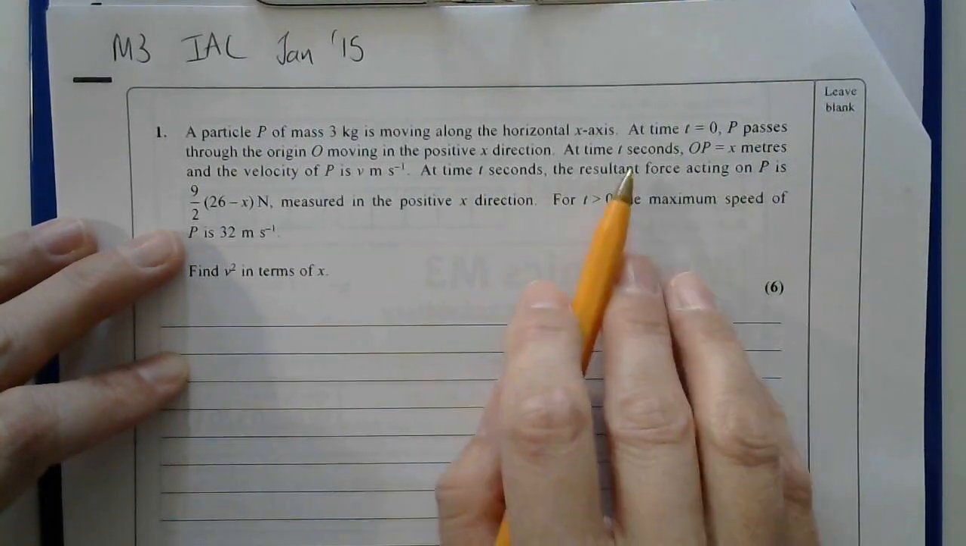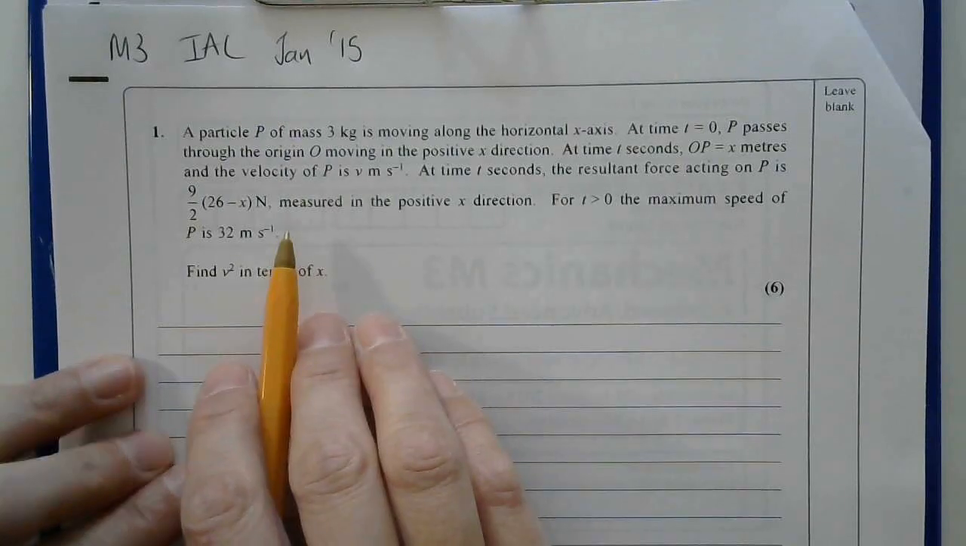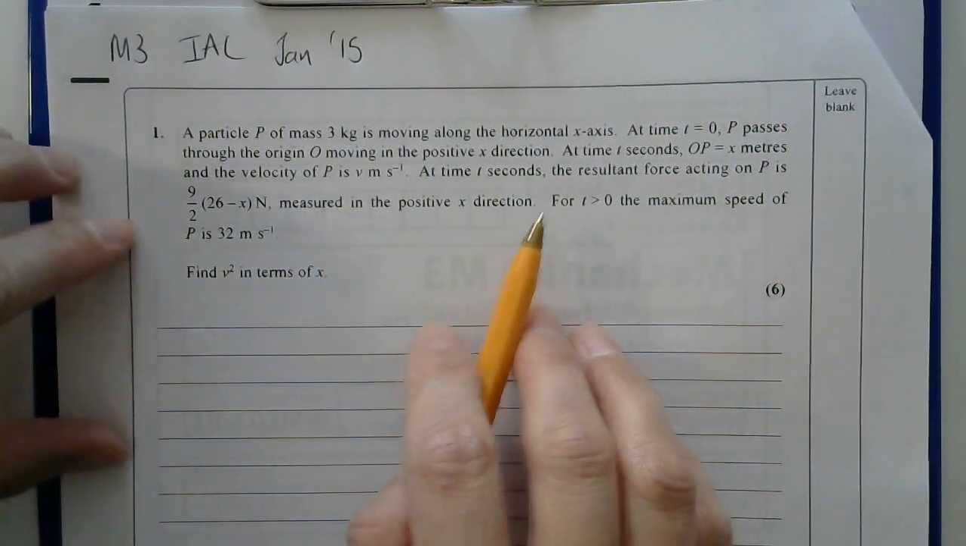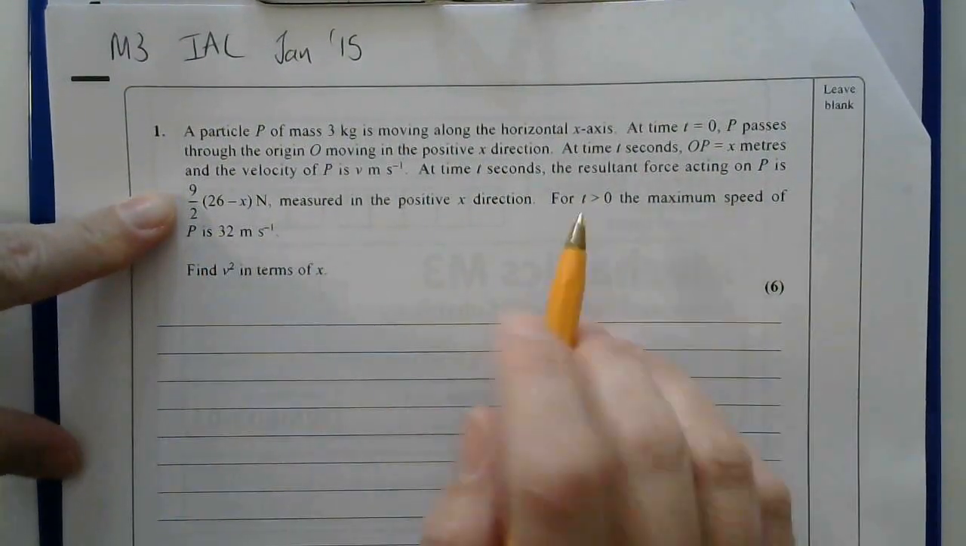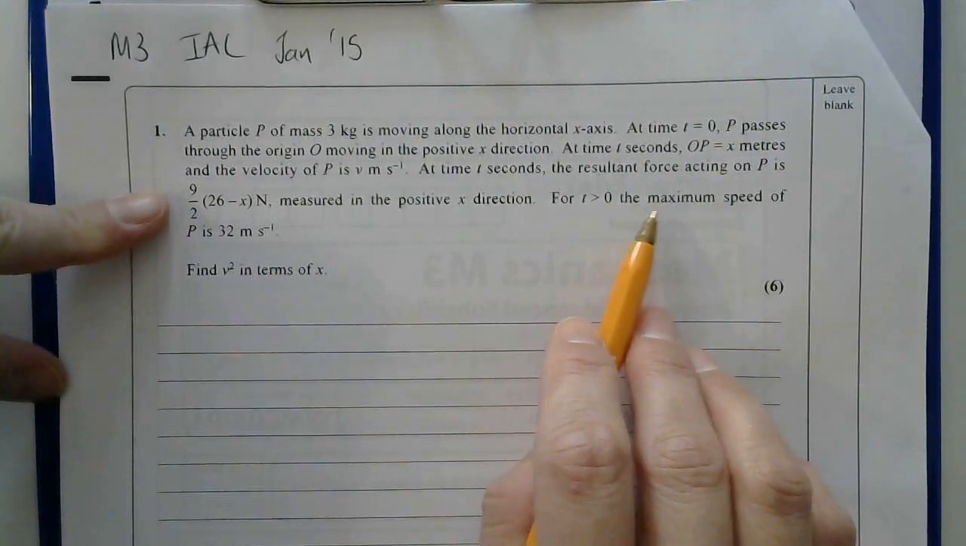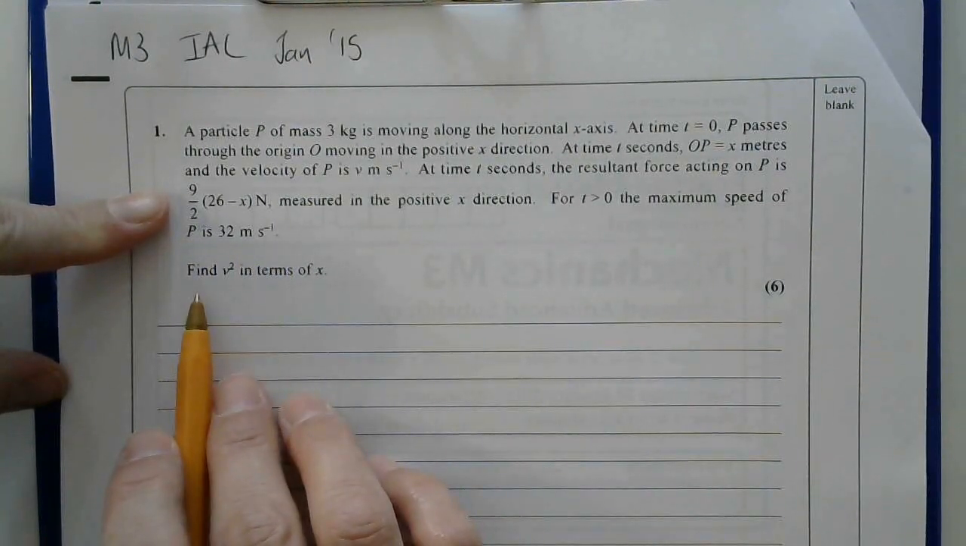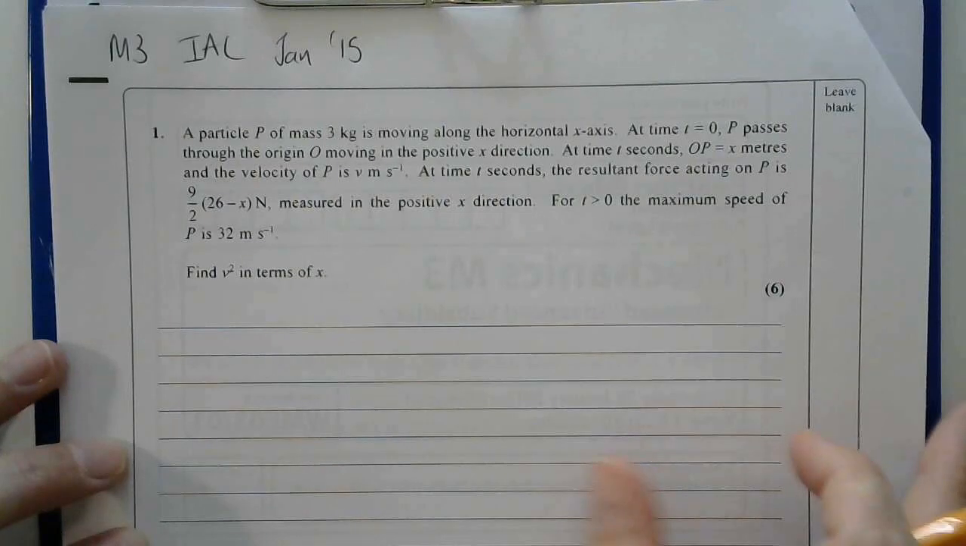At time t seconds, the resultant force acting on P is this, measured in the positive x direction. So in other words, the force is positive. For time bigger than 0, the maximum speed of P is 32, and they are asking me to find v squared in terms of x.